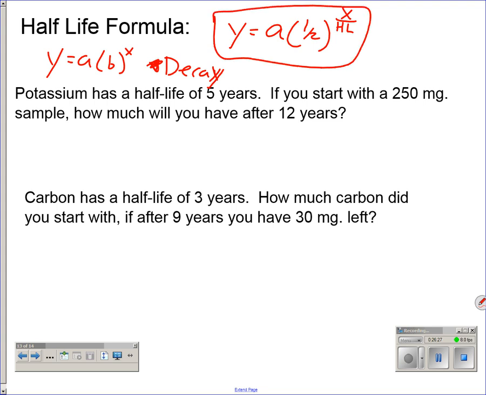Who's seen half-lives before, like in science? All right. And really the half-life just tells you the amount of time that it takes for an element or whatever to reach half of its original amount. Okay? And that's useful in like carbon dating and stuff like that. Like what's carbon's half-life? I don't even know what it is, but they use it.